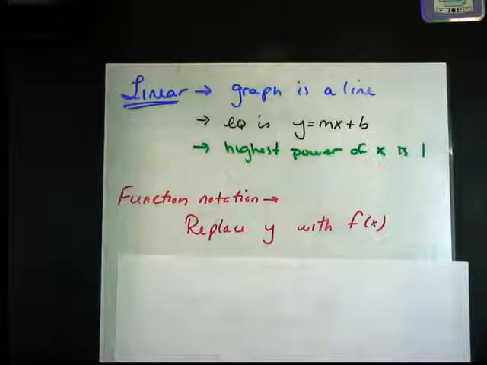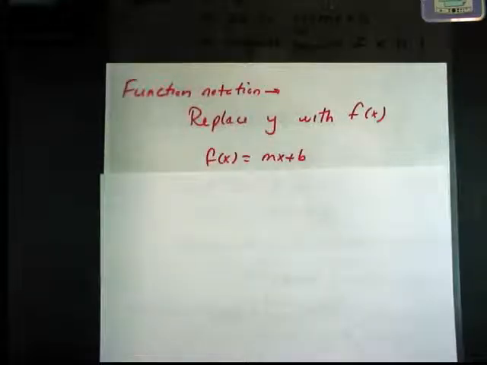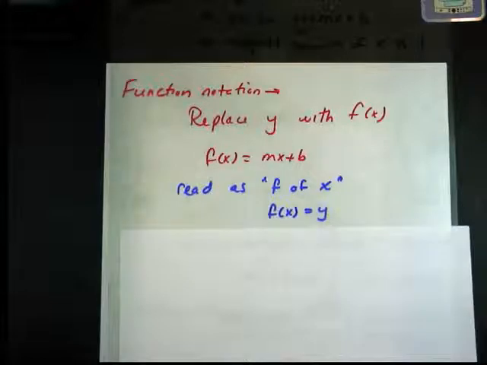It still has the highest power of 1. It's just instead of saying y equals, we now say f of x equals. And that is how we read it as well. F of x. F of x has the equivalency of y. So whenever you saw y before, you could now write f of x. And vice versa. Now that you see f of x, you could write y. F of x has the value of y, y has the value of f of x.